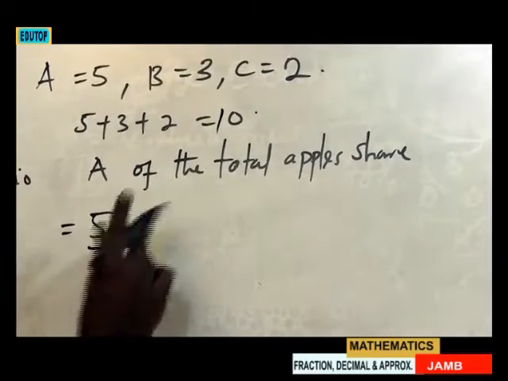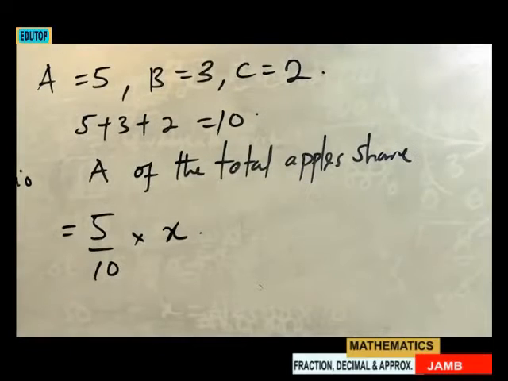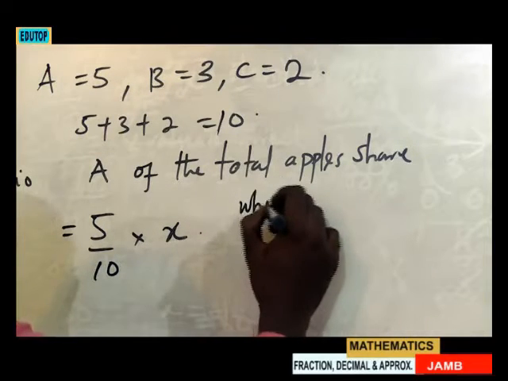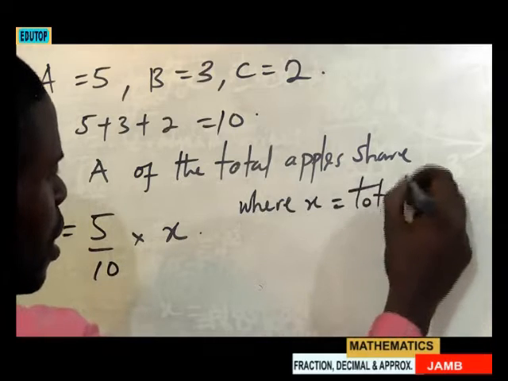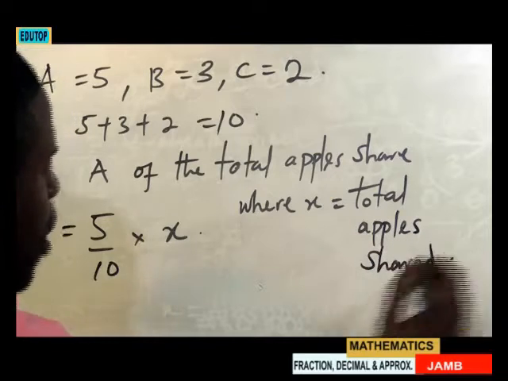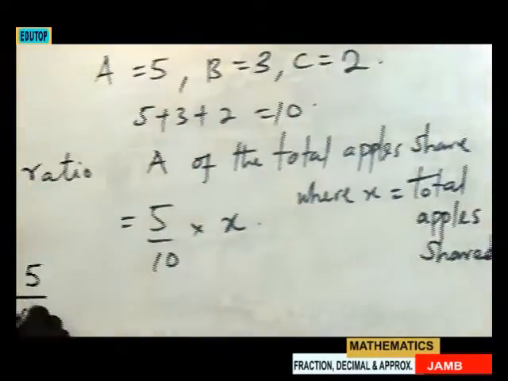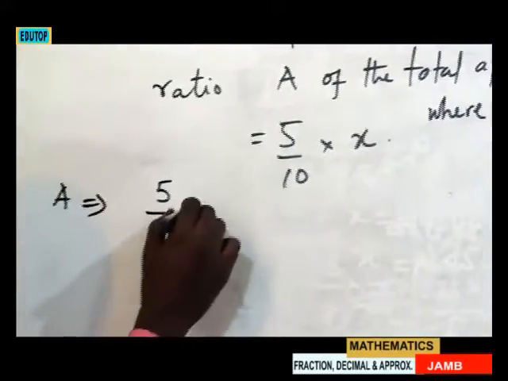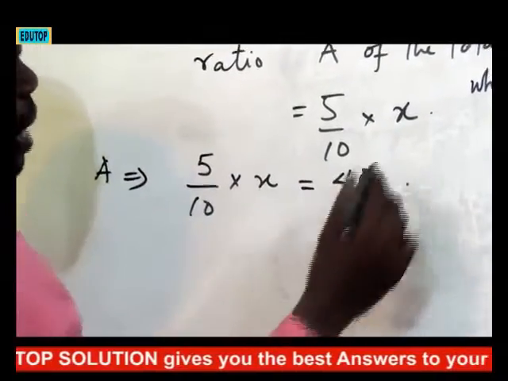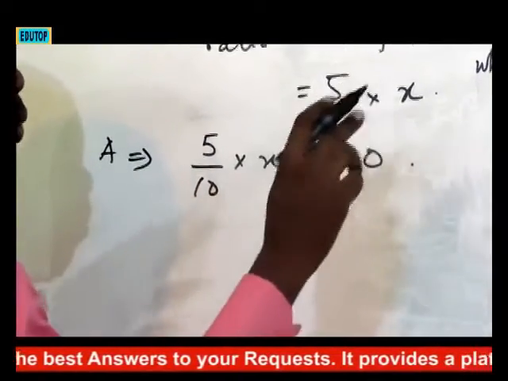So you have 10. Let the total apples be X. So automatically 5/10 of the total apples will be 5/10 times X, where X is the total apples shared. Now it is given to us that the highest, which is A, receives 40. So automatically, 5/10, that's for A, 5/10 times X, and A receives 40.